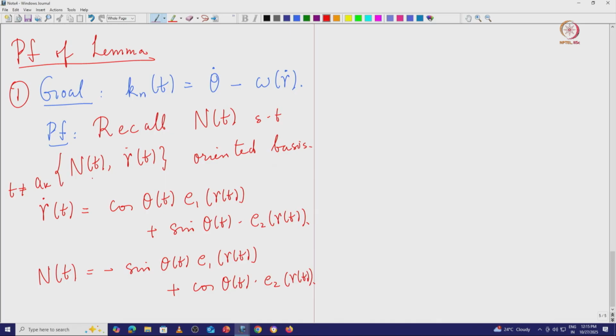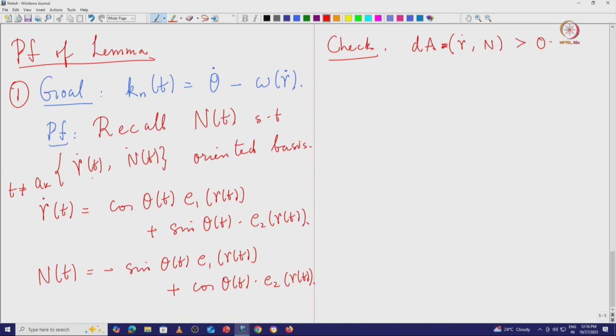So one can check that gamma dot of t and n of t form an oriented basis. How do you check that something is an oriented basis? You apply the area element on this and check whether that's positive or not. This is a simple calculation, one can quickly check this.